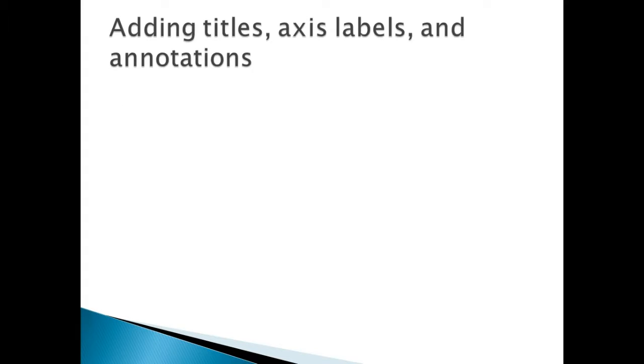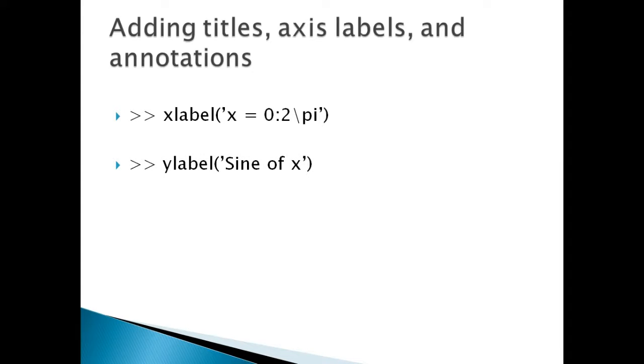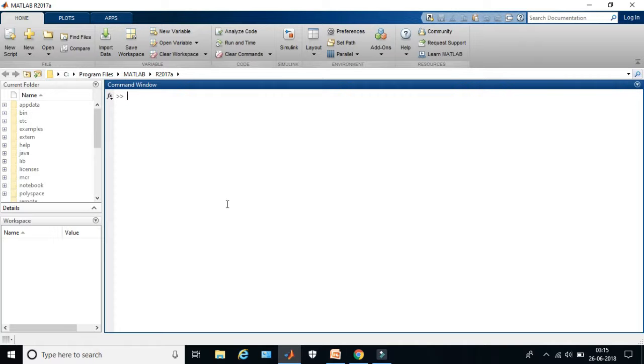So let's move on to the next topic, that is adding titles, axis labels and annotations. To add a title to the x axis, you have to use the command xlabel. To add a title to the y axis, you have to use the command ylabel. And to add a title to your graph, you have to use the command title. So let's take a simple example.